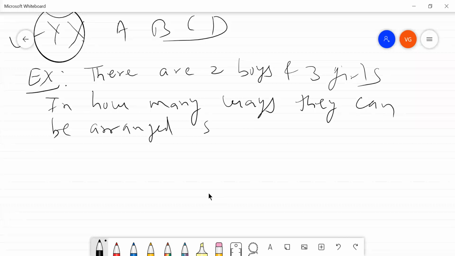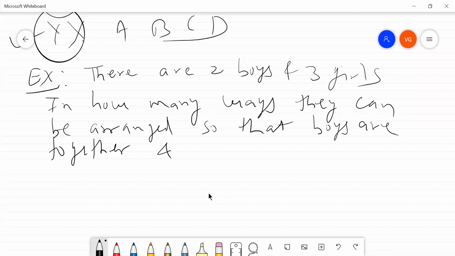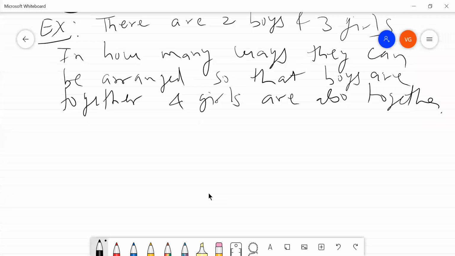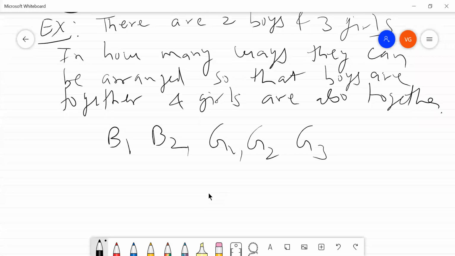So that boys are together and girls are also together. Okay, there are 2 boys, so let me call them B1 and B2, and there are 3 girls, G1, G2 and G3. So there are total 5. How do I have to arrange? The boys should sit together and girls should sit together.